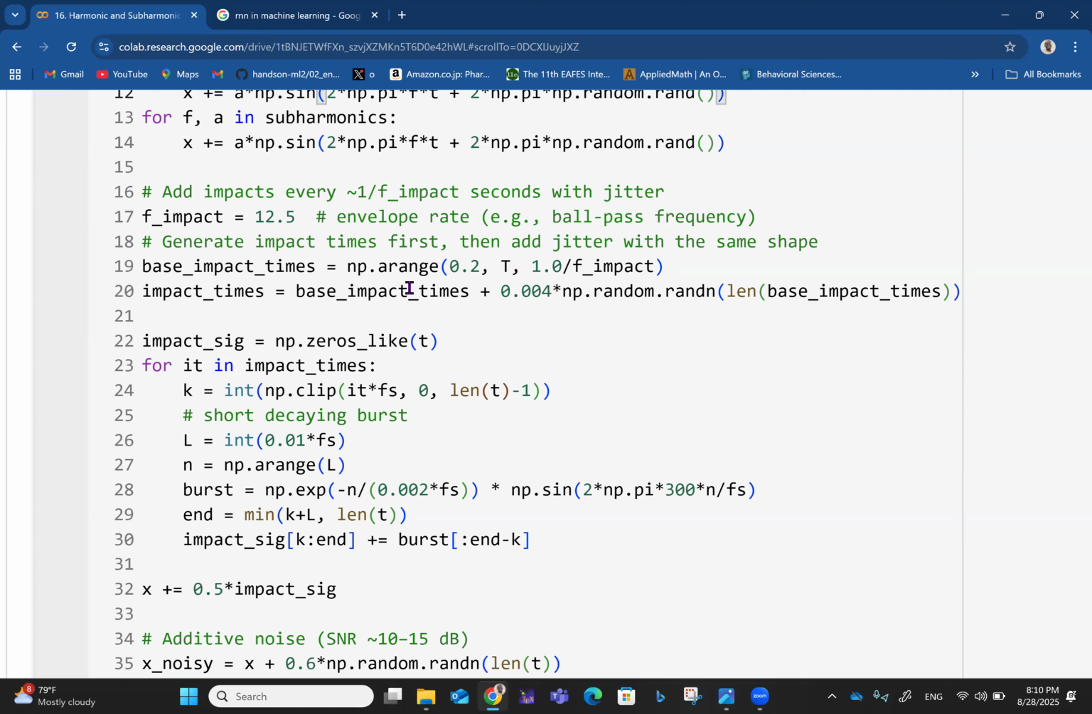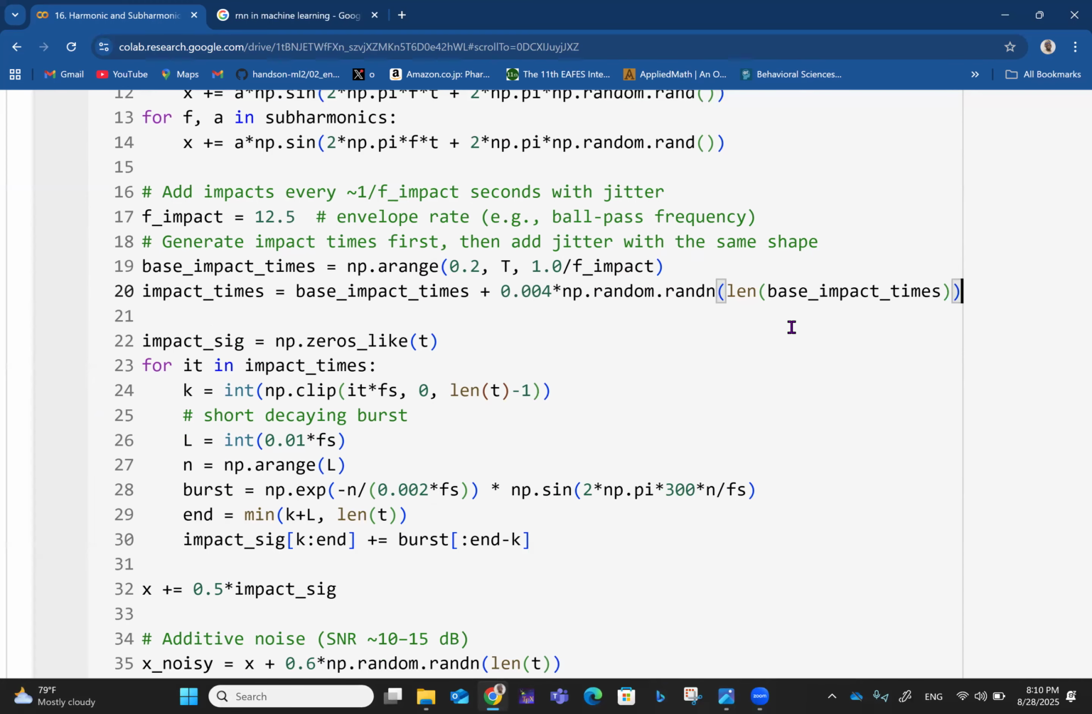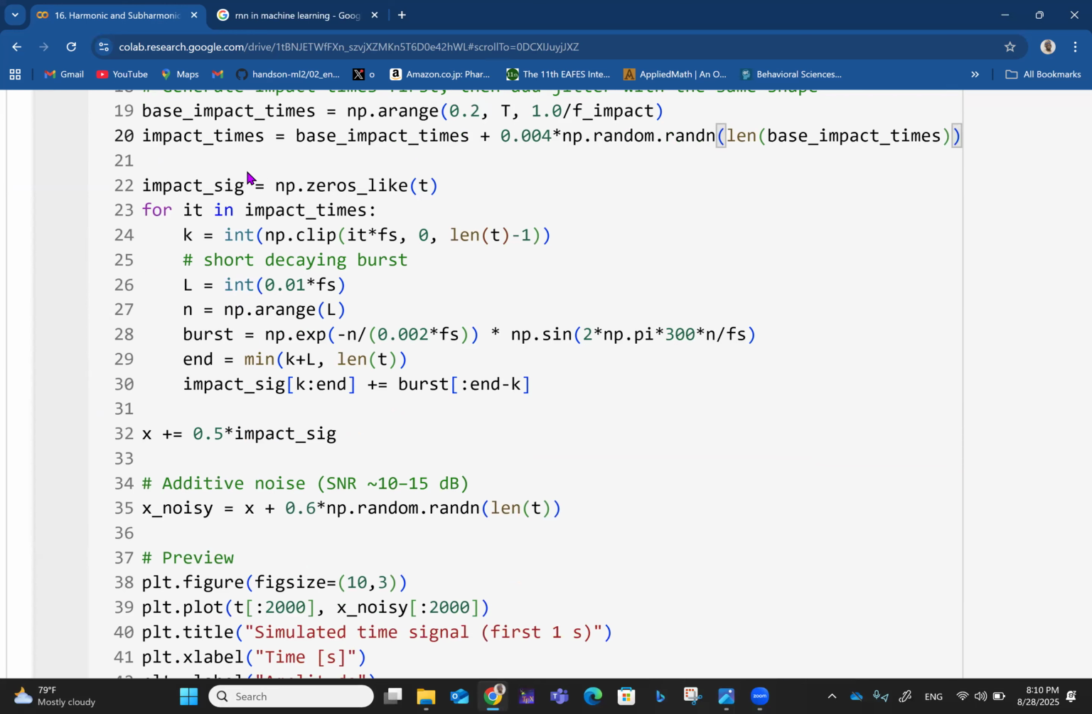So base impact times, you declare that here. Impact times, you also declare that as base impact time plus 0.04 plus that randomness, some kind of noise, I want to believe. So from there, we have the impact signal. So you have np.zeros_like(t). Then for it in impact times, you do all this.